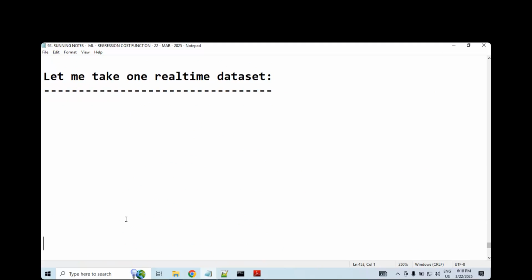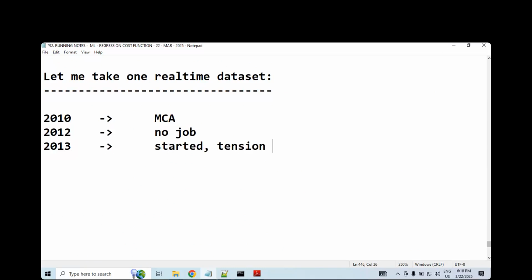Here I need to explain one small story. Good. Let me tell you what happened. In the year 2010, I did my MCA, sir. Till 2012, no job. Almost 2013 also started, and automatically tension also started. Am I right or not, sir? 2013 started and automatically a little tension. Why tension? No job. You can't believe, around 2.8 months no job, sir.